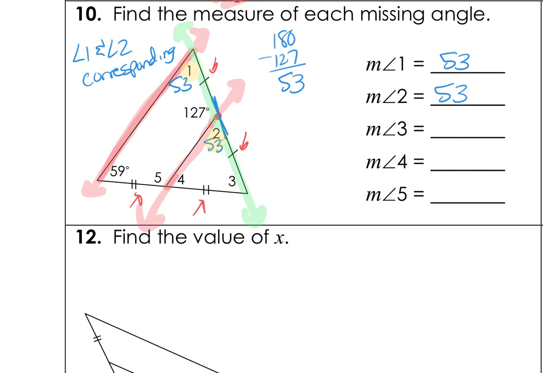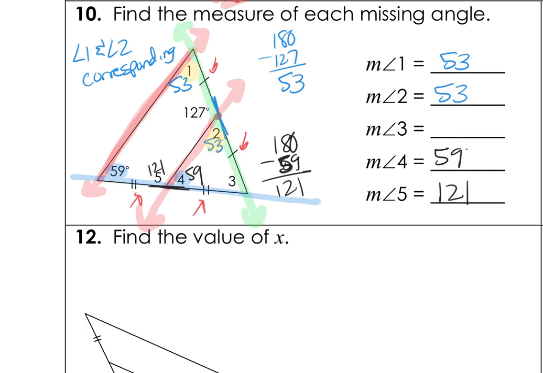So now I'm going to do the same thing on the opposite side. And I'm going to think, okay, if this guy is my transversal, then I would know that 59 and 4 are going to be corresponding. So angle 4 has to be 59 degrees. And if I can get angle 4, I can get angle 5. That's a linear pair. So 180 take away 59 ends up giving me 121. So that's going to be angle 5.